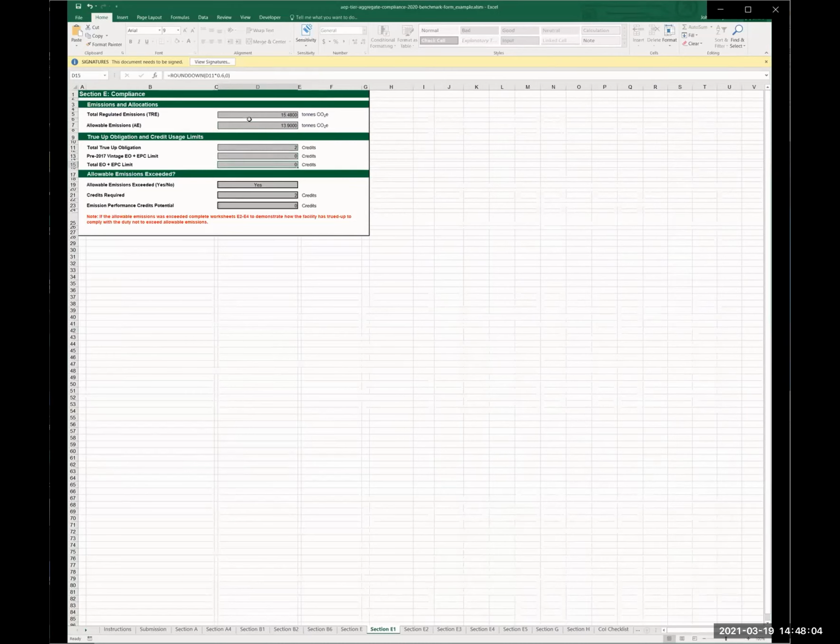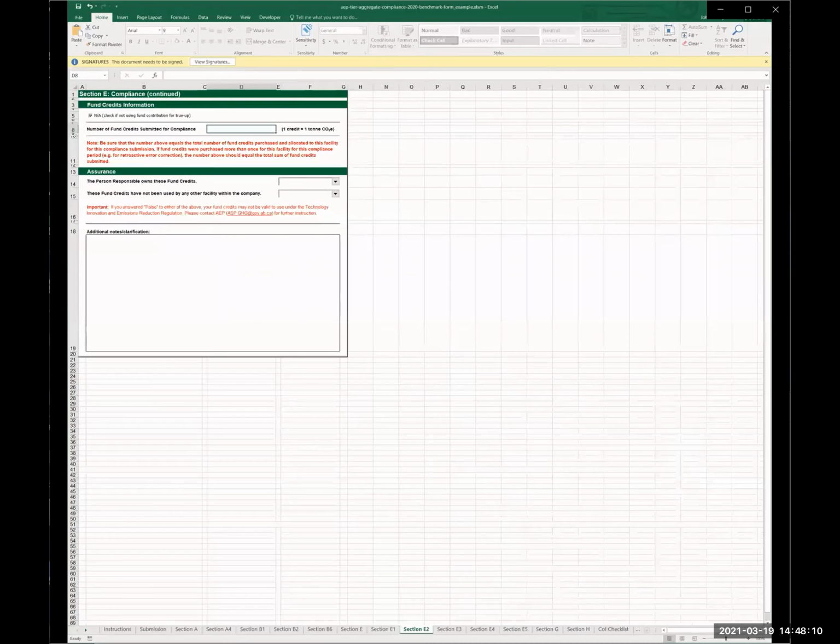Section 2 shows the number of fund credits the facility has purchased and is using for compliance. It also asks to confirm that the person responsible owns the credits and is using them only once. Fund credits need to be purchased in advance of submitting your compliance report and before June 30th.